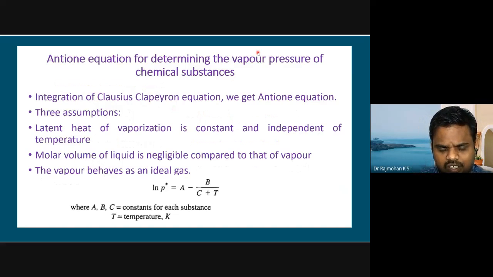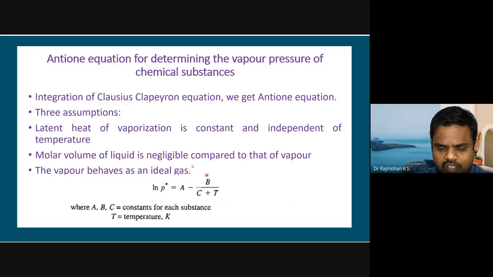With respect to determining the vapor pressure of a mixture, several equations are available. For example, if we simplify the Clapeyron equation by assuming that the latent heat of vaporization is constant and independent of temperature, the molar volume of the liquid is negligible compared to that of the vapor, and the vapor behaves as an ideal gas, then it can be integrated to get the Antoine equation: natural log of P star equals A minus B by C plus T, where T is in Kelvin. A, B, C are constants for each substance.